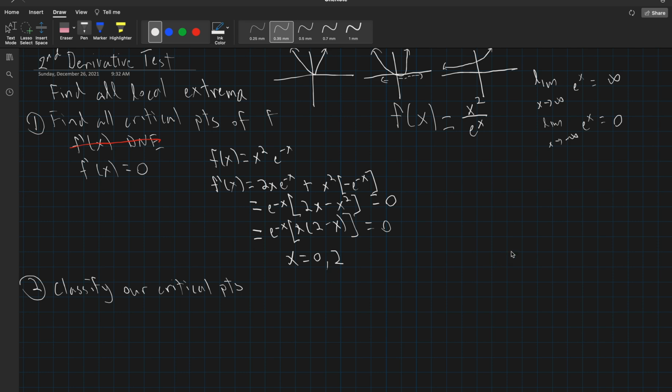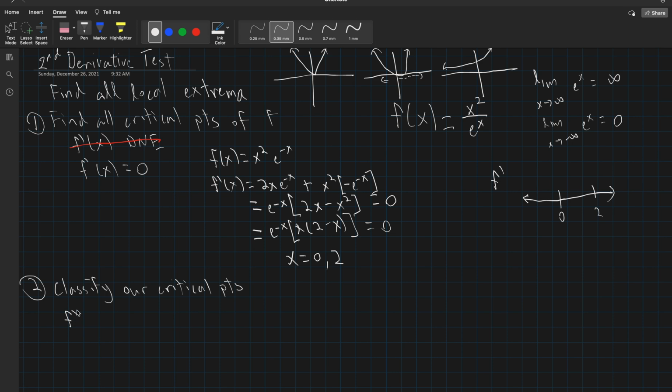So our typical way of classifying has been through the first derivative test, where we can draw a number line with our critical points, and by plugging in values before 0 and after 0 and values after 2, we can deduce whether or not 0 is going to be a local min, a max, or neither, and same thing with 2. So now what we're going to be looking at is the second derivative test.